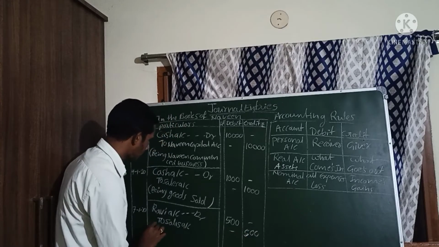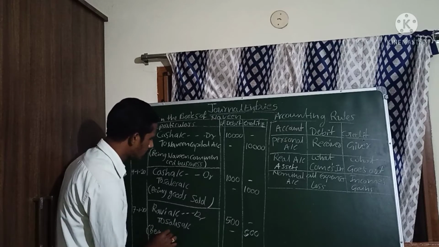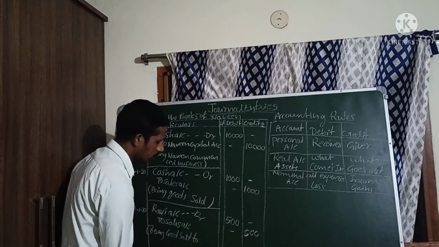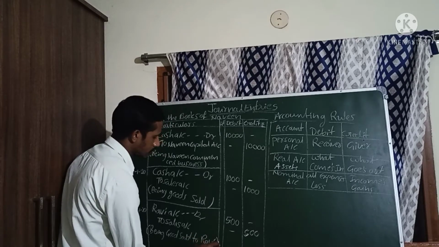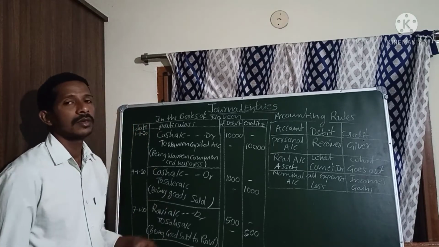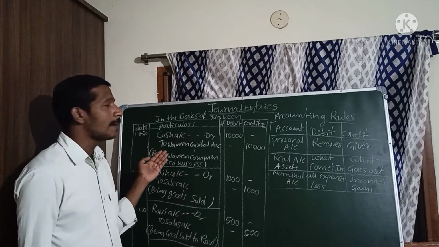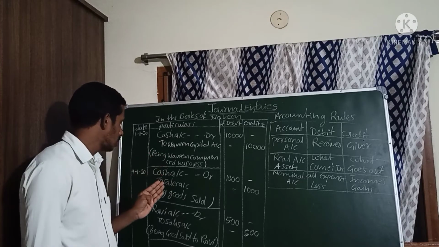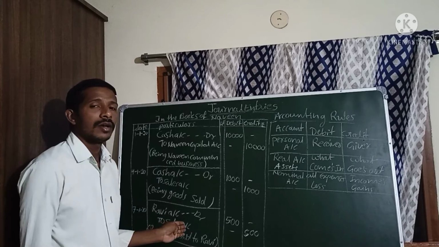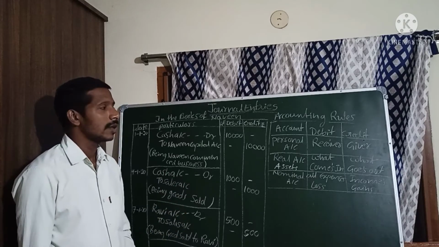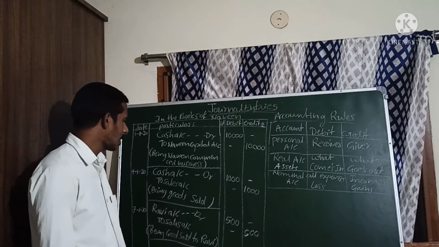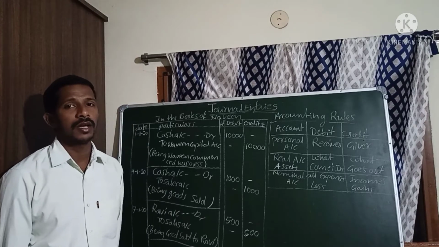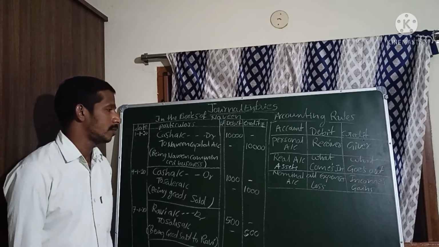Now the explanation: being goods sold to Ravi. Goods sold to Ravi. Now we completed the commencement of business, cash sales, and credit sales. Three transactions completed. Okay. And now we'll see the purchase. Whenever we are recording the purchase, how should we write the purchase in the books?